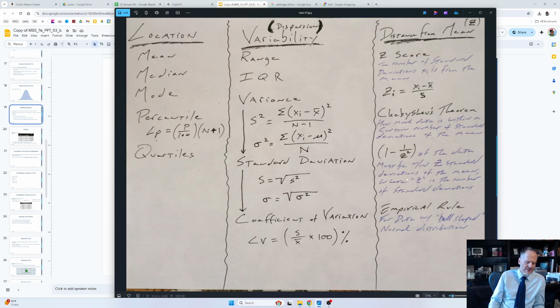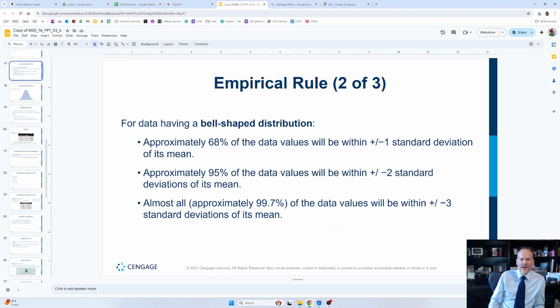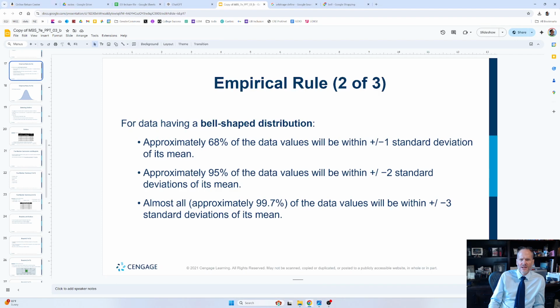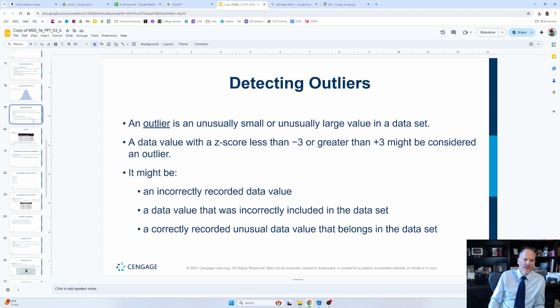We could use Chebyshev's theorem, or down here in the empirical rule, we're talking about how many standard deviations. Again, z is about standard deviations, but here we're asking how much data is within a certain number of standard deviations. So that's what we're looking at, and we could use the z-score to figure out outliers.